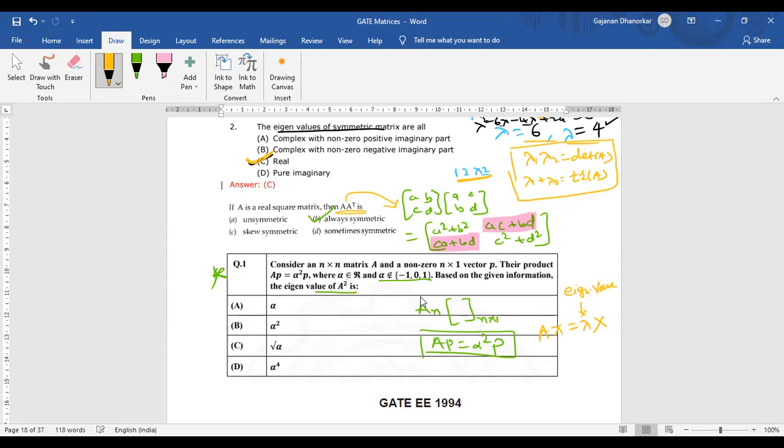Okay, then this is eigenvalue. Which is our equation? This is my equation. AP is equal to alpha square into P. Just I will put here AP is equal to alpha square into P. Then what is eigenvalue? This is your eigenvalue. Okay, it is eigenvalue. Means eigenvalue for this matrix A is alpha square.